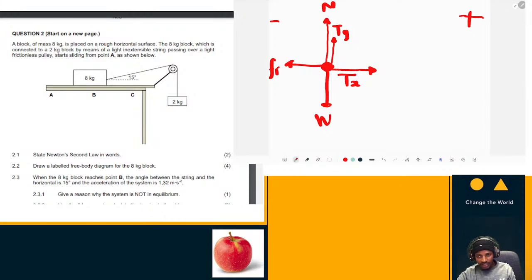So this Ty over here and this Tx over here, those are the components of the tension which was applied at an angle. Okay, so this is Tx, or let me rather put the label over here. So this is Tx, this is Ty, this is the normal force.